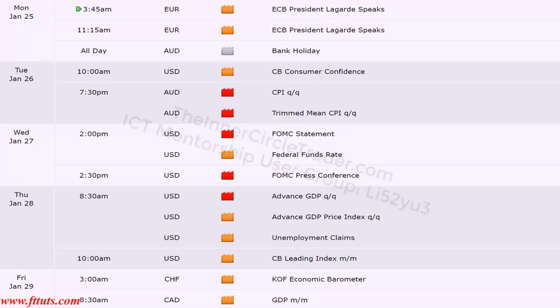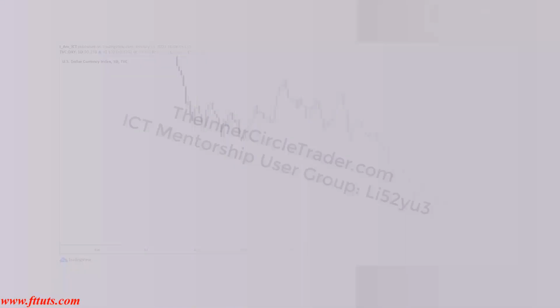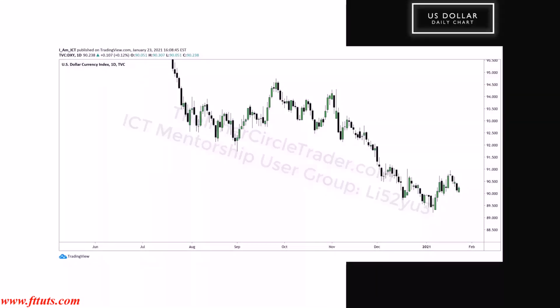All right, so let's get with the analysis on the dollar index. All right, so we are looking at the daily chart of the dollar.